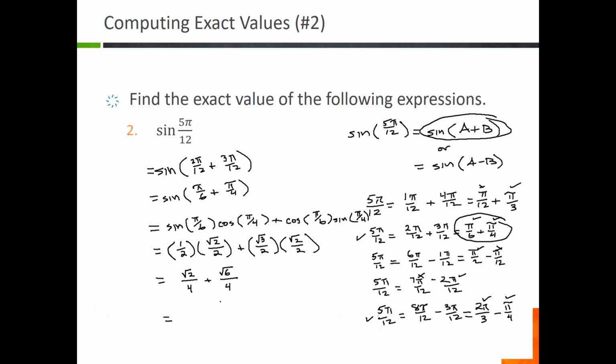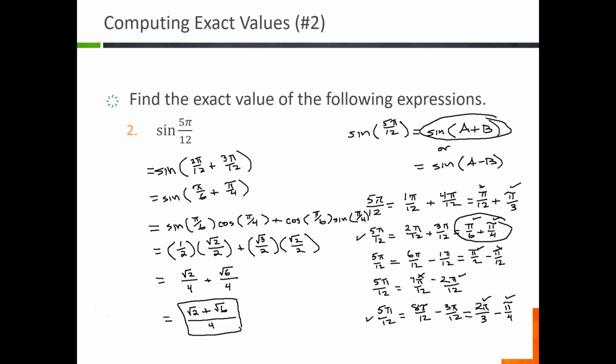which there's really not a whole lot you can do with this. You could leave it just like that. You could also, since they already have a common denominator, write it as square root of 2 plus square root of 6 all over 4. So either of these two would be the correct answer. I'll just circle this bottom one here. But again, that's the exact answer. It's not as nice and easy and pretty maybe as, well, it's beautiful actually, but it's not as nice and easy as the sine of 5 pi over 6. But we still can come up with an exact value.